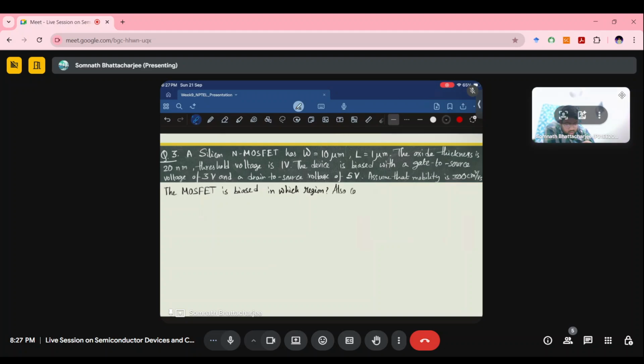Also calculate the value of transconductance. Till now I haven't discussed the transconductance, so for the time being, if you can do it, try to do it. Otherwise, I'll do that part. Transconductance is Gm, which is the variation of ID with respect to VGS.